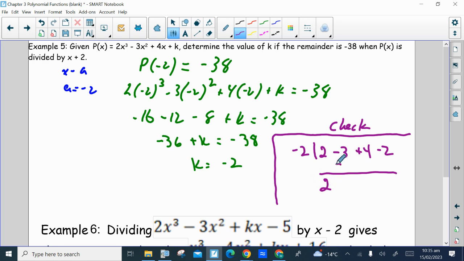2 times negative 2 is negative 4. We'll add and get negative 7. Negative 7 times negative 2 is positive 14. We're going to add and get positive 18. Negative 2 times 18 is negative 36. We add those together and we get negative 38, the correct remainder. So we just checked. Our answer is correct. When k is negative 2, the remainder is negative 38 when we divide the polynomial by x plus 2.